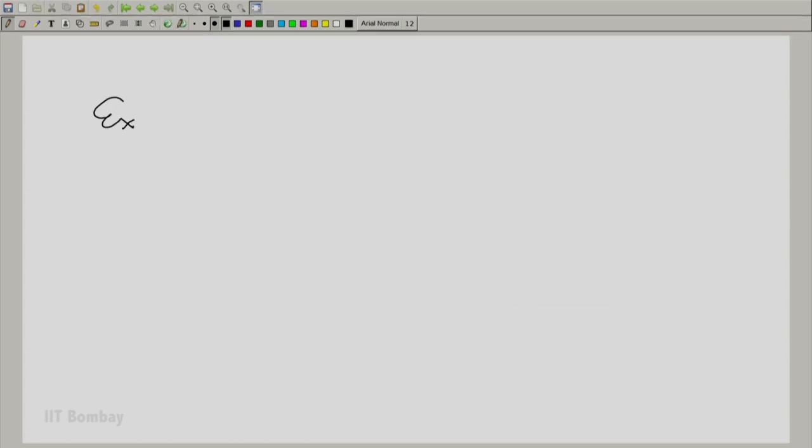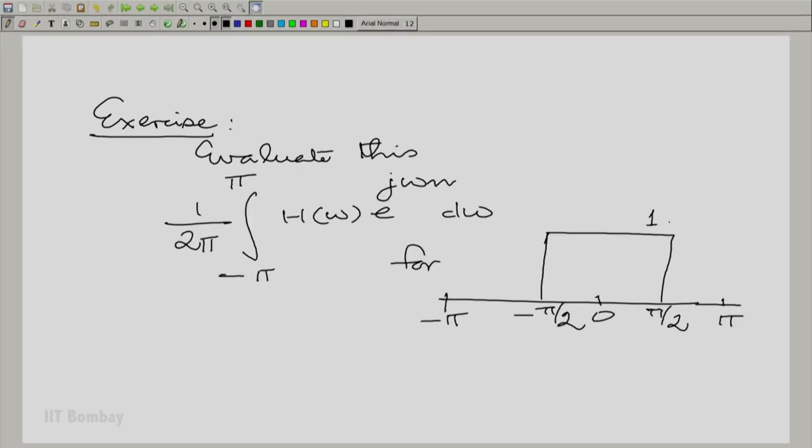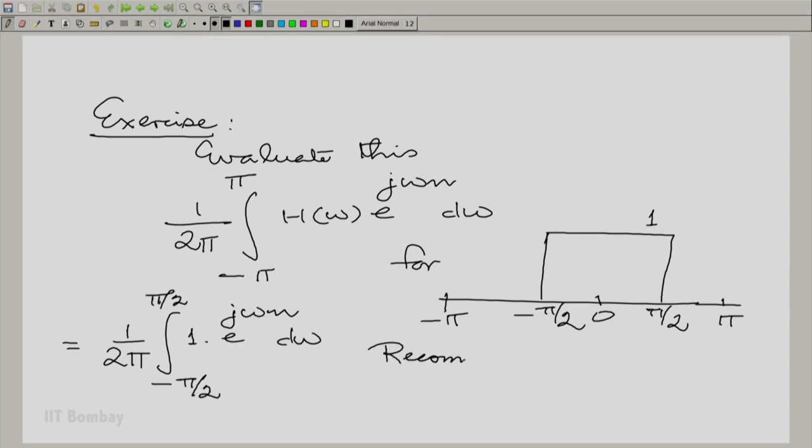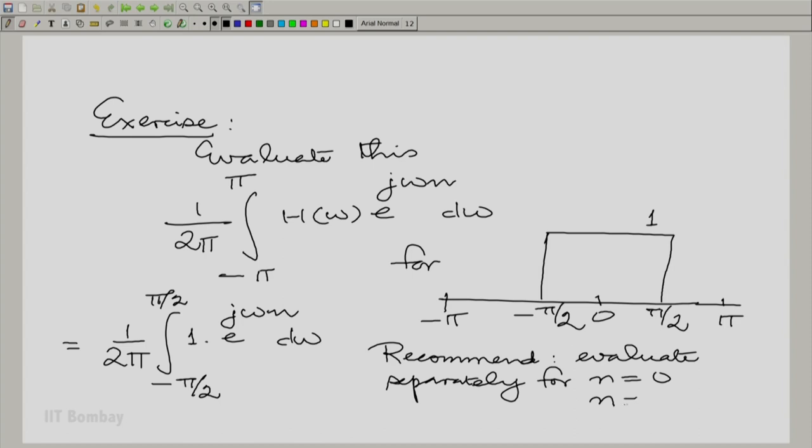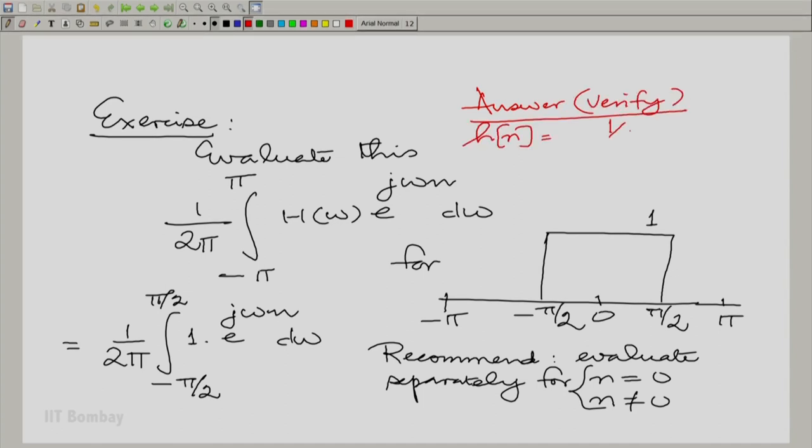In fact, I leave it to you as an exercise. I will just write down the integral for you and you can evaluate it. Now, I recommend that you evaluate separately for n equal to 0 and n not equal to 0 and show that this is the answer.